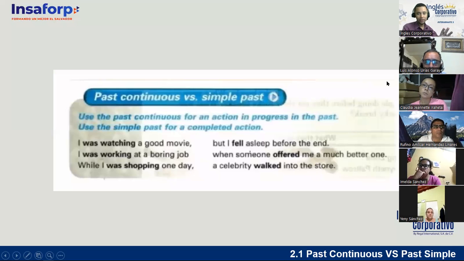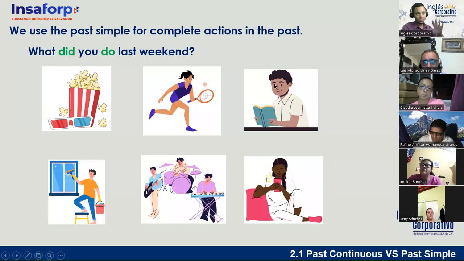So again, that's the explanation from the video, but my job in this case is to give more information. And again, this is a review. We studied this last time, so we're going to do this quickly. So we use the past simple for complete actions in the past. Like, what did you do last weekend? Okay, the weekend just passed. So let me ask you, let's see, Luis Alonso, what did you do last weekend? That was Saturday and Sunday.